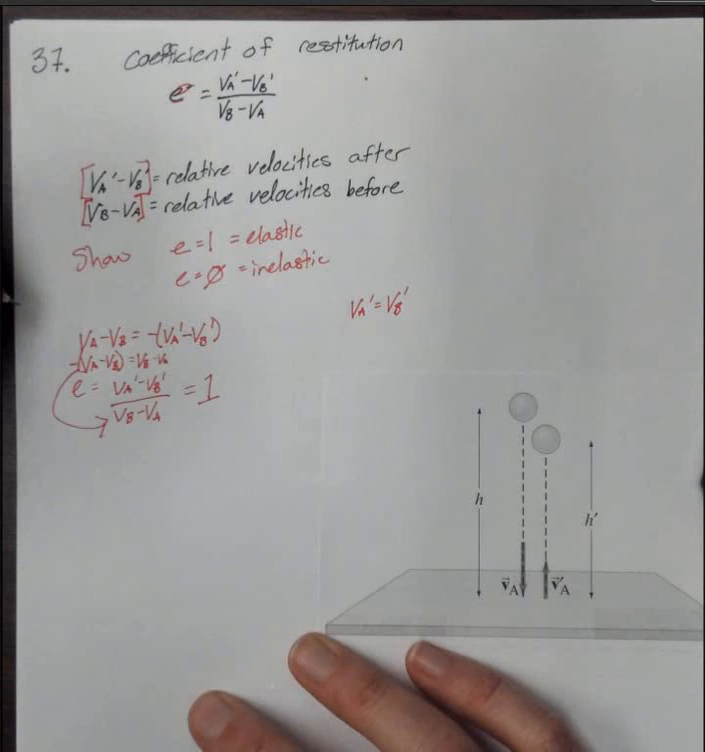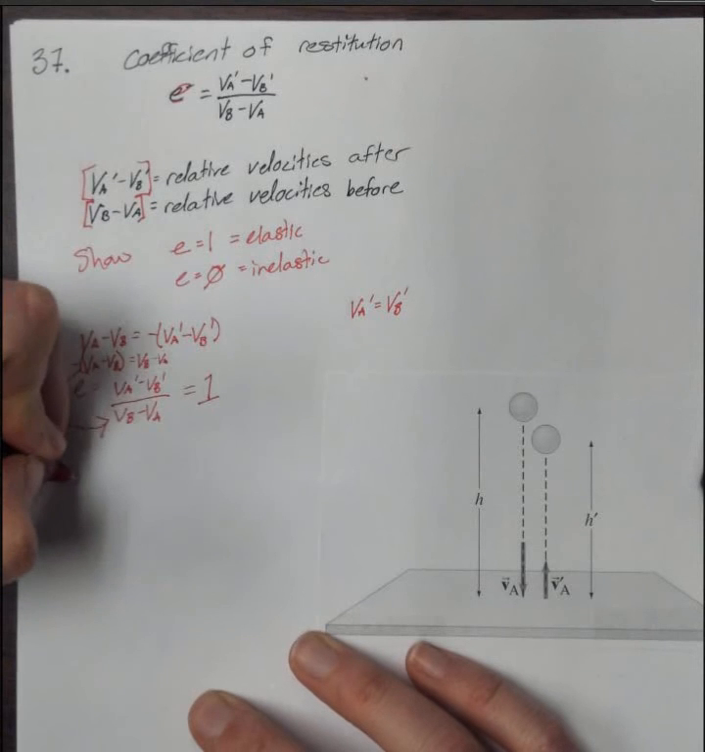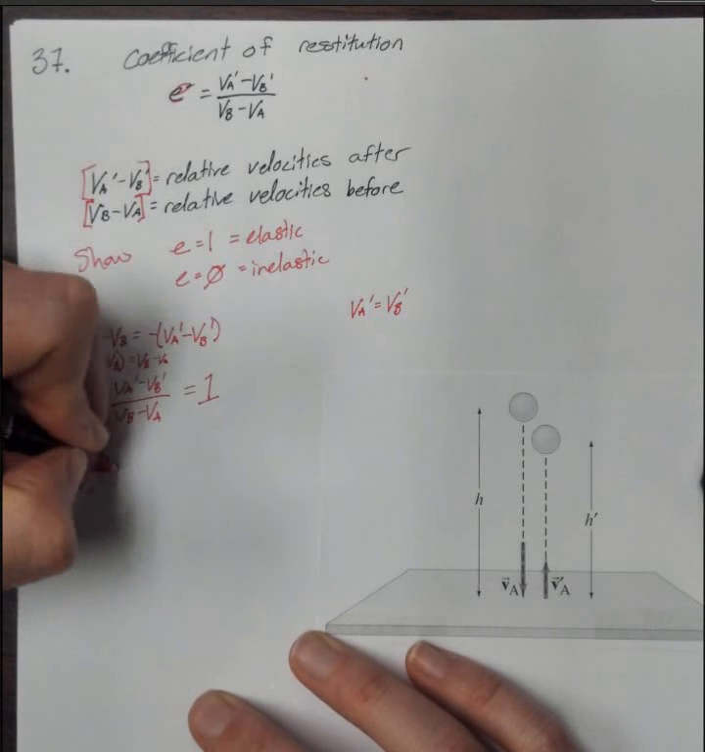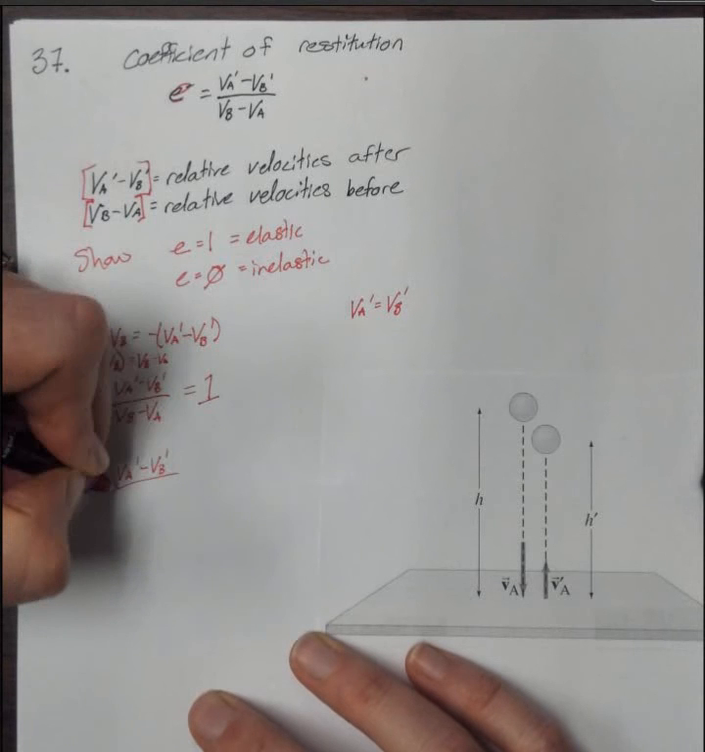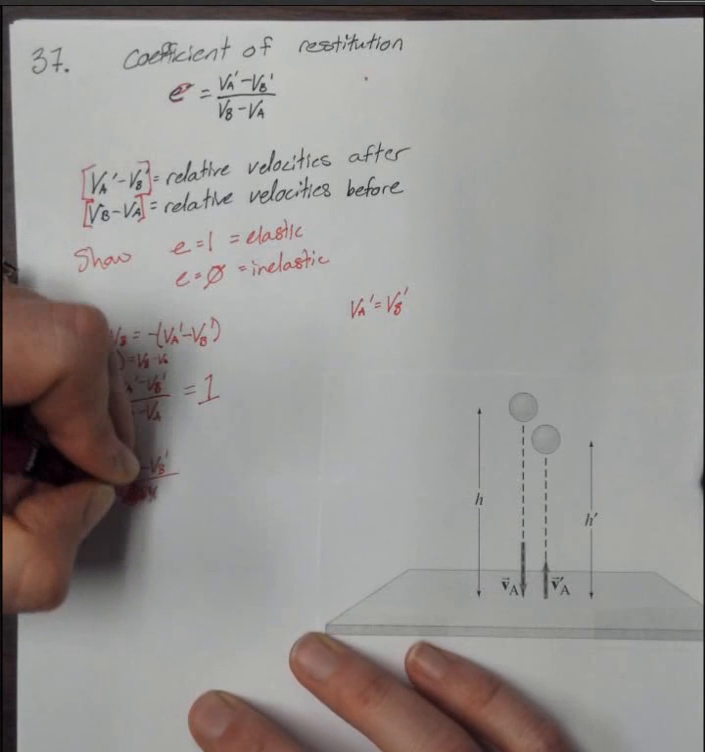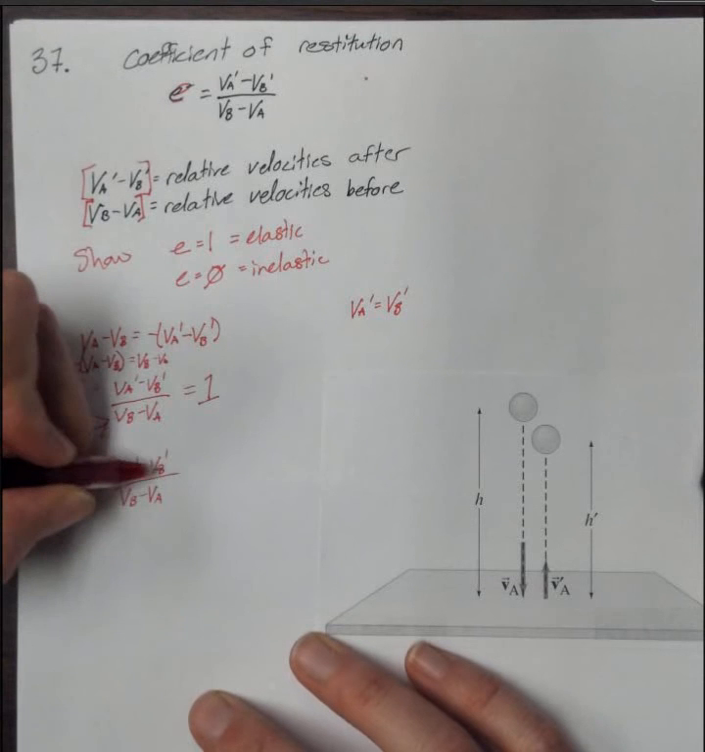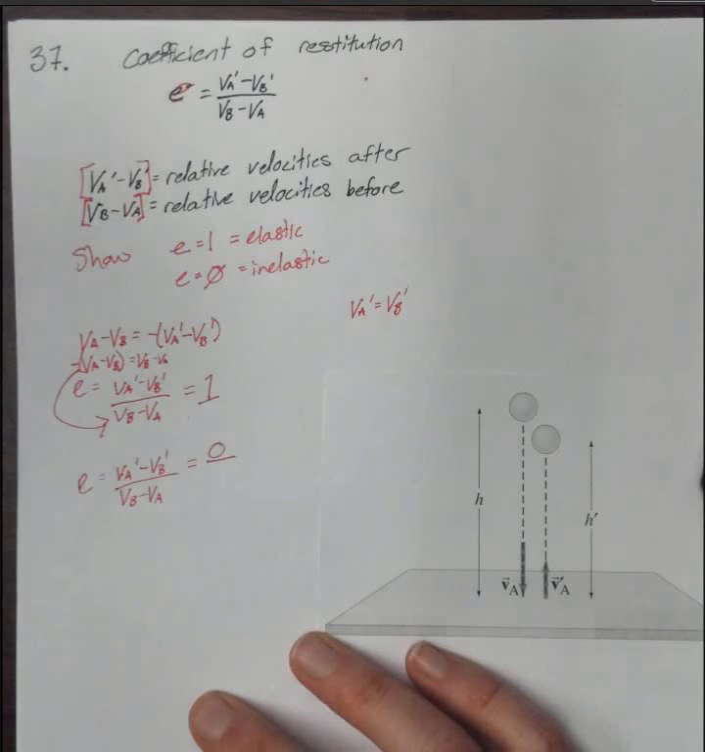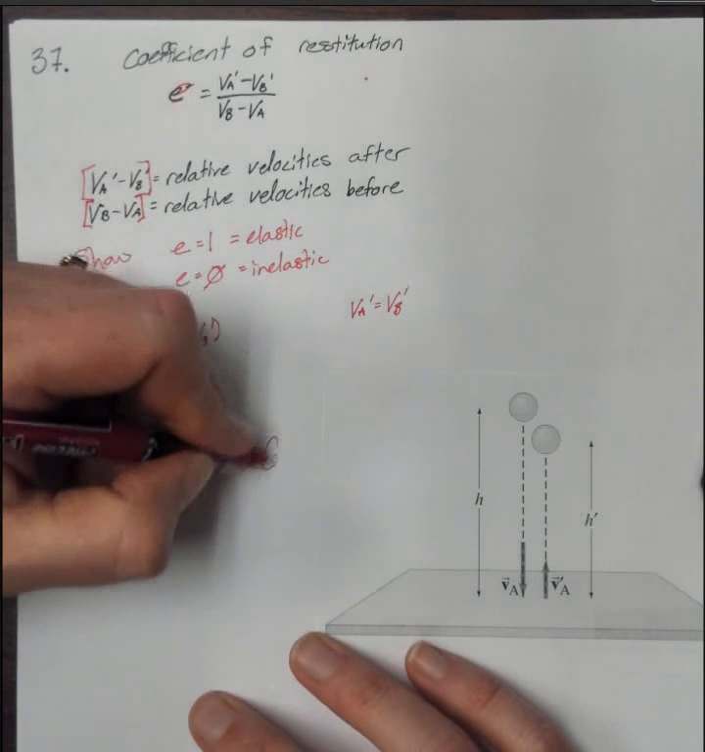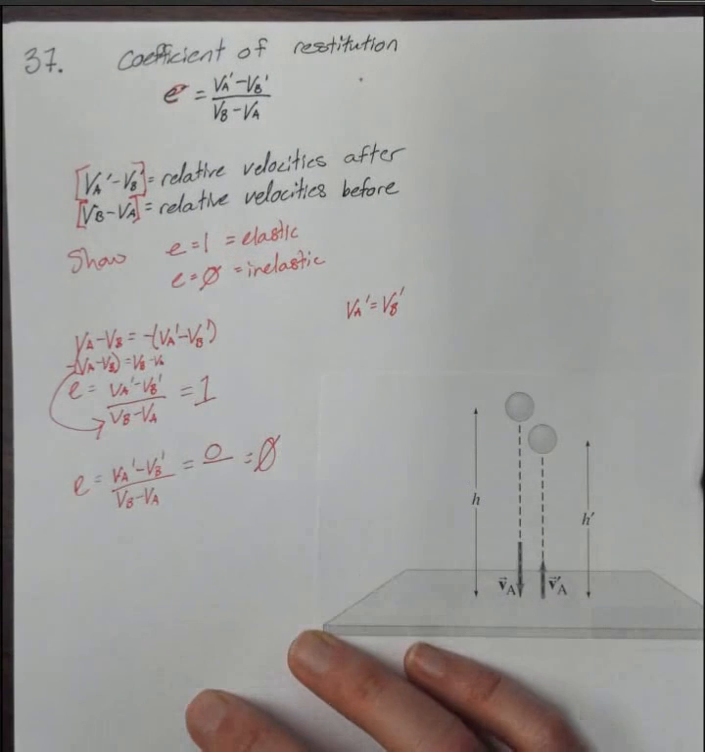So if we substitute that into a collision, then what we're going to see is that e equals (VA' minus VB') divided by (VB minus VA). Well, if these are the exact same value, then V minus V would equal 0 on the top. It doesn't matter what's on the bottom.